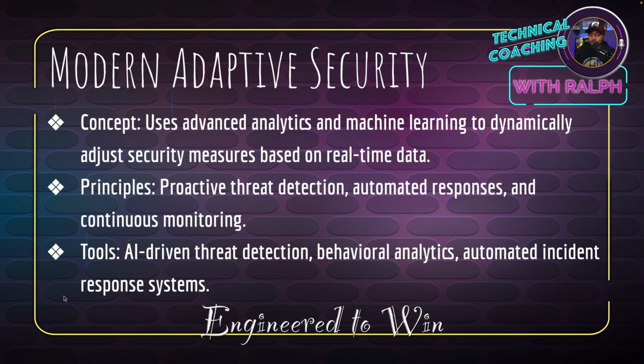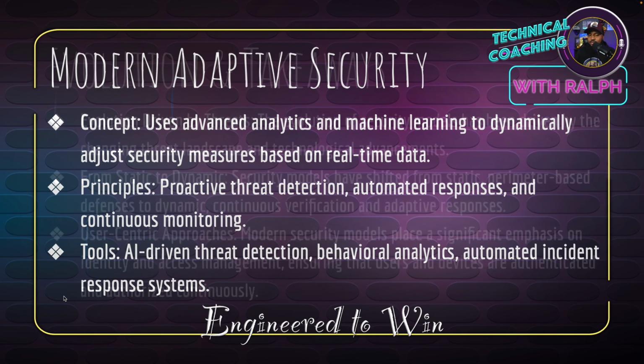All right, so modern adaptive security. The concept is to use advanced analytics and machine learning to dynamically adjust security measures based on real-time data. The principles would be proactive threat detection, automated responses, and continuous monitoring. The tools that are used are AI, artificial intelligence driven threat detection, behavior analytics, automated incident response systems.